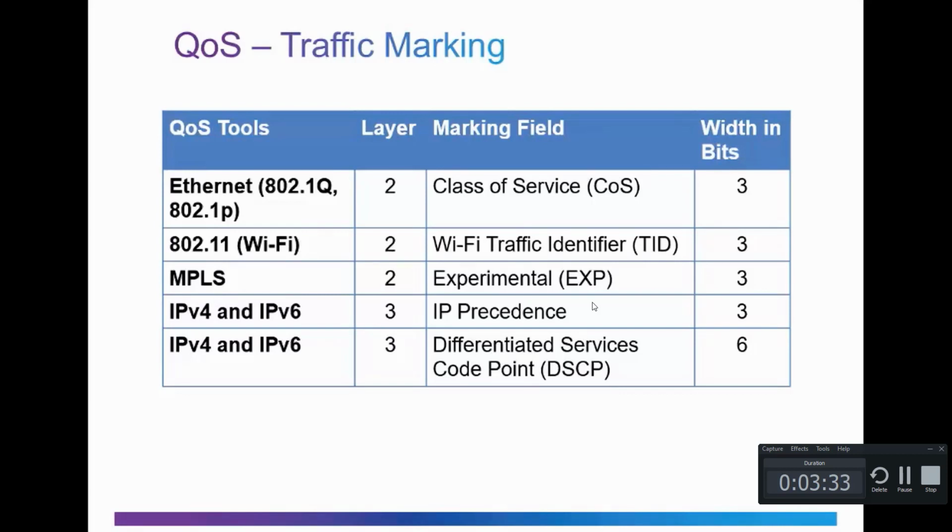At layer 3, with IPv4 and IPv6, we use the TOS and traffic class fields using IP precedence, or IPP, and DSCP, the differentiated services code point. With layer 3 traffic marking, the marking can go from router to router, and therefore the QoS marking can be carried end-to-end across the network.